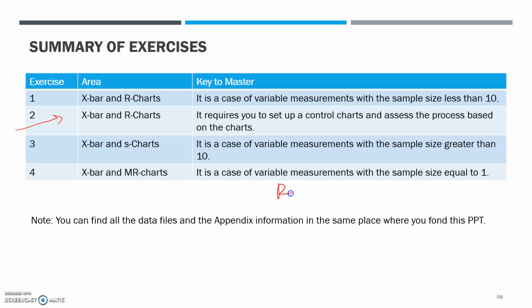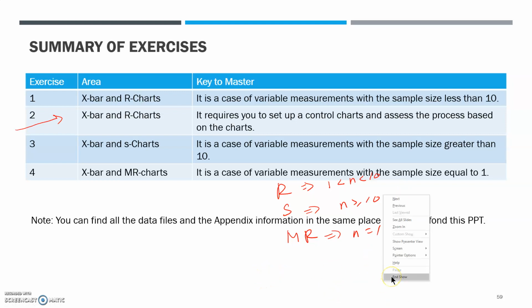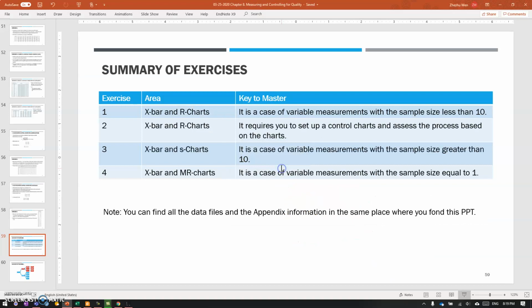Again, R, S, or MR depends on the size of the sample you're using. In this case, the sample size is between 1 and 10. In this case, the sample size is larger than 10. In this case, the sample size is exactly equal to 1. I hope you have digested what I've demonstrated here. These are techniques to calculate the upper and lower control limits for both process variability and the process average.